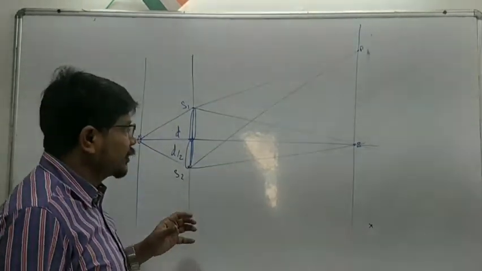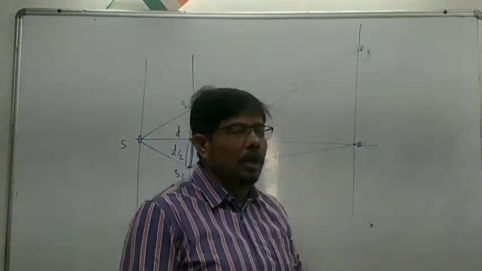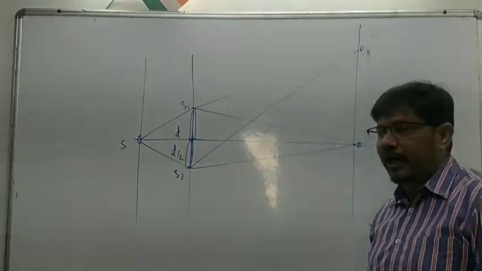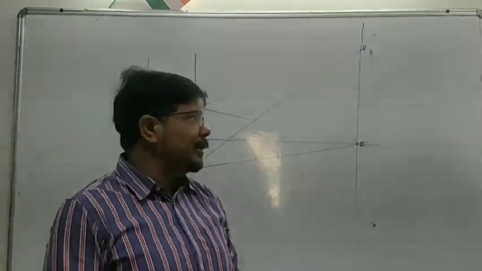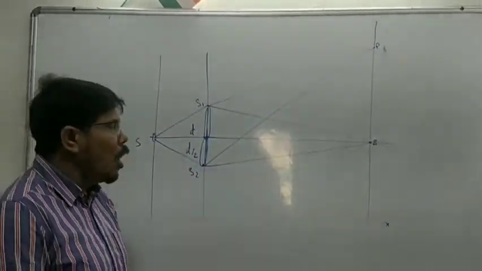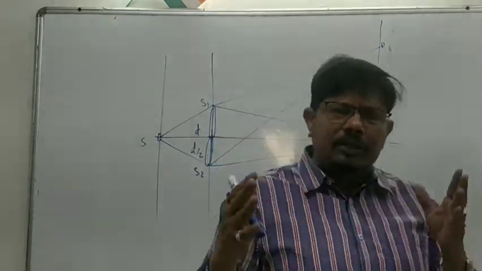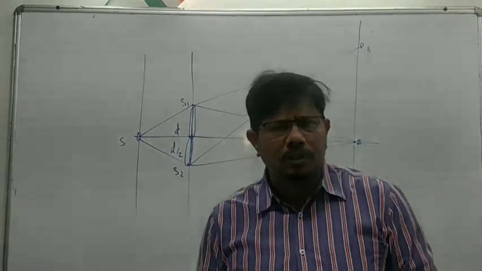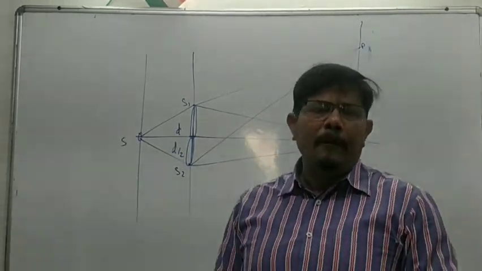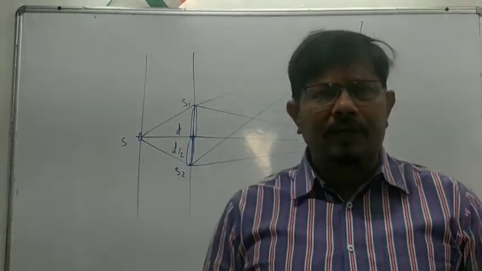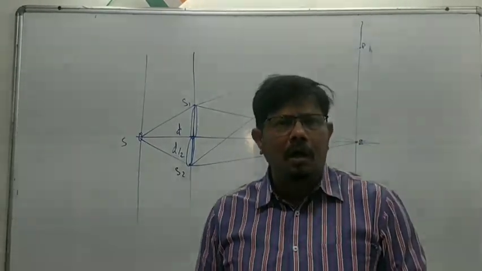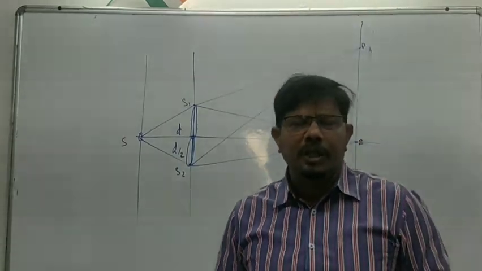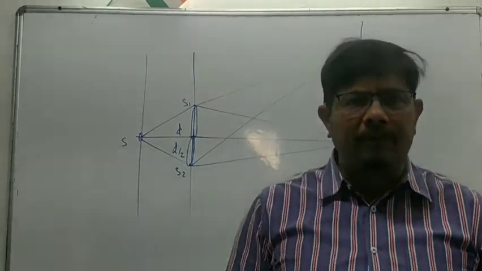At the center of the screen you get the bright fringe because the path difference is 0, and due to 0 path difference the same phase coincides, and when the same phase coincides we get a bright fringe. Where the same phase coincides you get bright fringes, and where opposite phases coincide you get dark fringes. Same phase coincidence gives constructive interference and high intensity light, which is called a bright fringe.